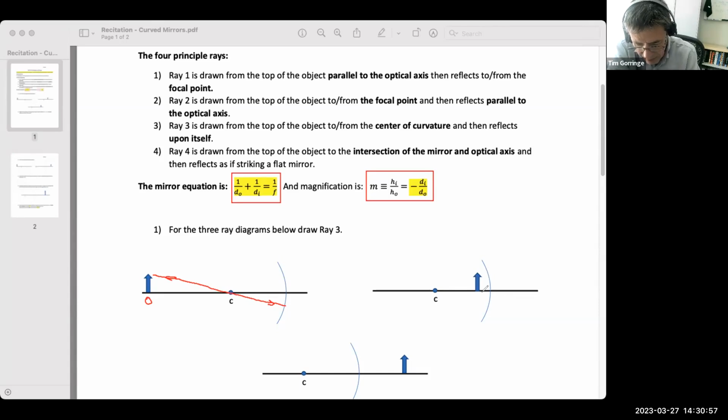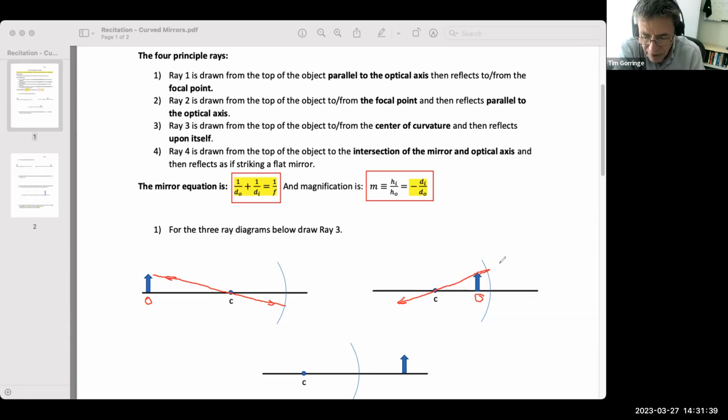Second case: here's the object, here's the curved mirror. Again, it's a concave mirror. The reflective side is on the left-hand side here. Let's try and draw this ray. Now, we can't go towards the mirror through the radius of curvature. What we have to do is go towards the mirror as if we are coming from the radius of curvature. So that would be a line that goes something like this, and then it's going to reflect back along that line. So this is the outgoing ray.